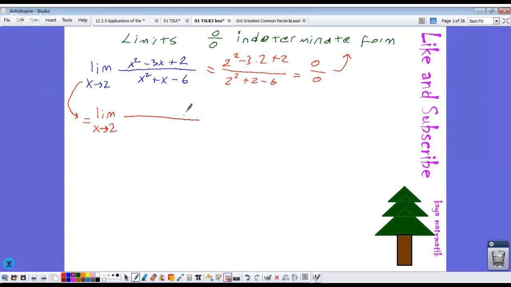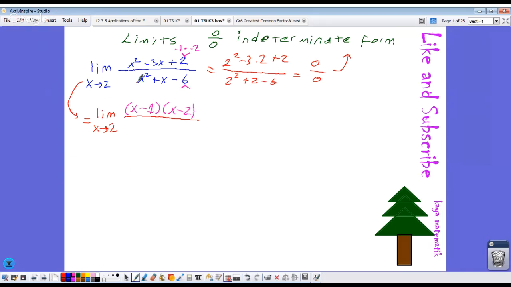If you have something in this case like ax squared plus bx plus c, you should find two numbers, their product plus 2, their sum minus 3. So minus 1 times minus 2 makes plus 2, and if you add them you are going to get minus 3. So you can factorize this expression as x minus 1 times x minus 2.